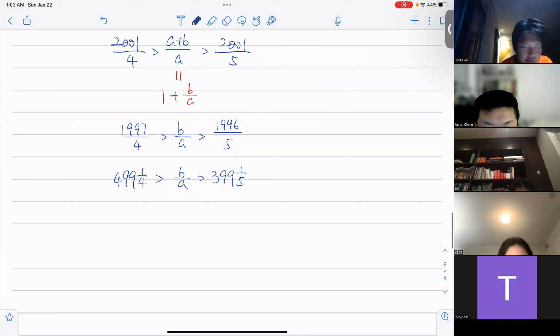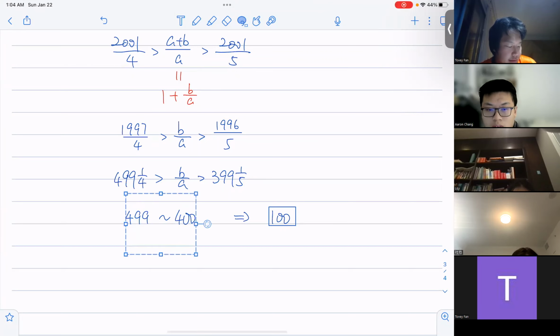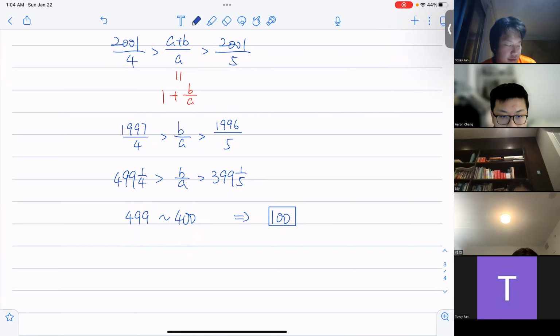So that means all the integer values we can take are from 499 down to 399. No, 400, right? Because it has to be greater than 399 and 1 over 5. So 400. And that means we have 100 possible values. So you subtract and add 1, right? You have 100 possible values. The integers between 400 and 499 would work.